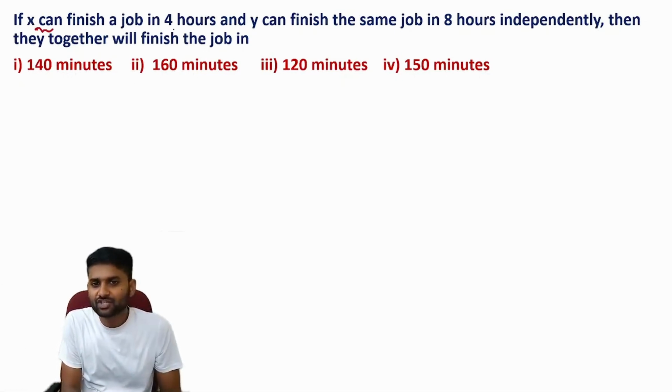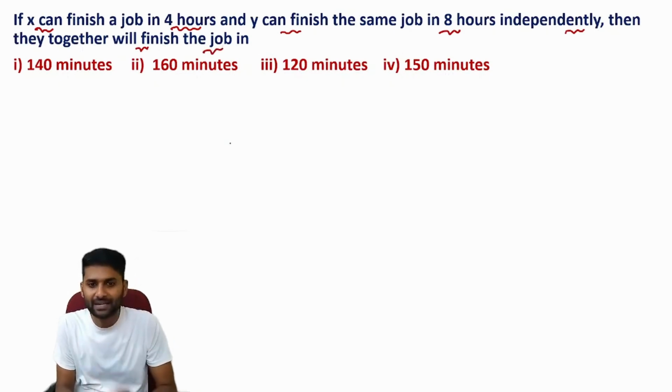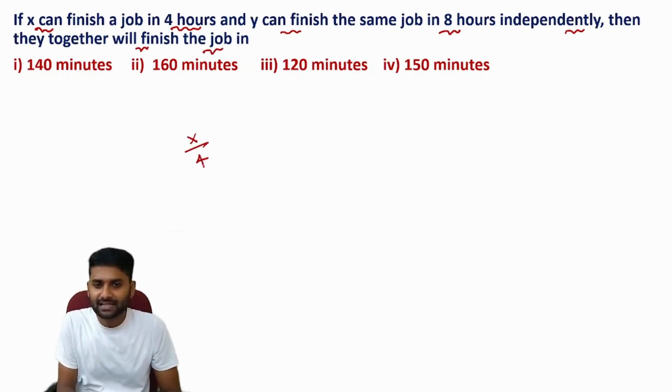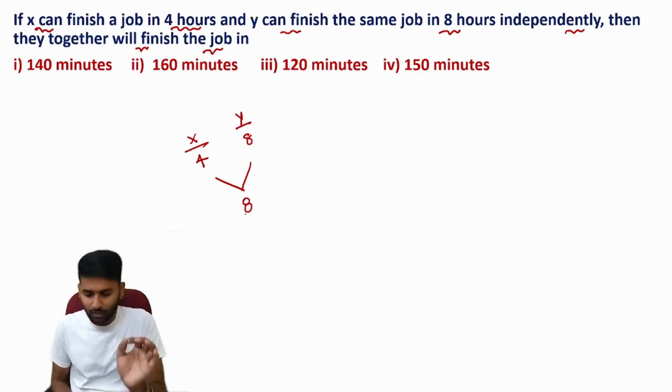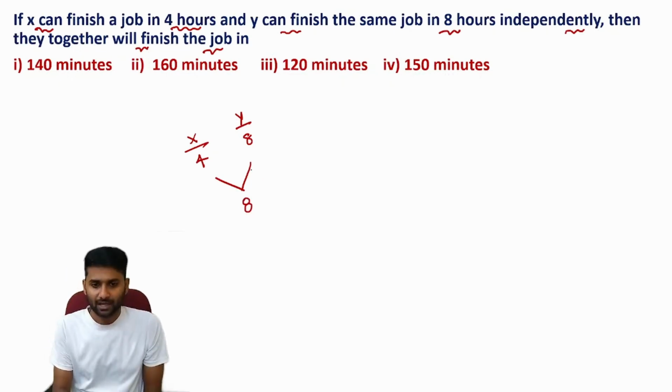If X can finish a job in 4 hours, and Y can finish the same job in 8 hours independently, and they work together, in how many minutes do they finish the job? Now see, X takes exactly 4 hours, Y takes exactly 8 hours. Going through the further information, the total number of units of this particular work is 8. Now 8 units of work completed by X in 4 hours means per hour they will complete 2 units. 8 units of work completed by Y in 8 hours means per hour they will complete 1 unit.